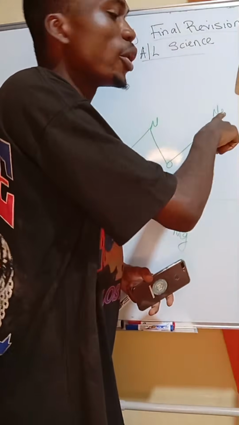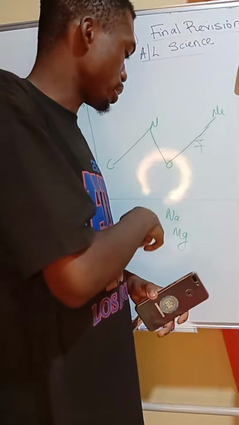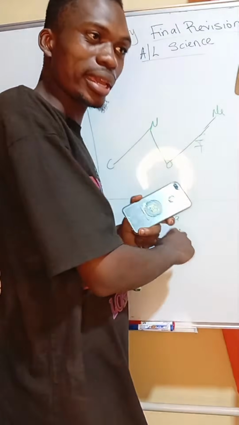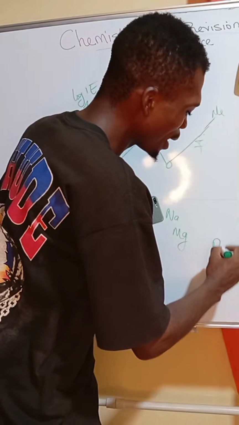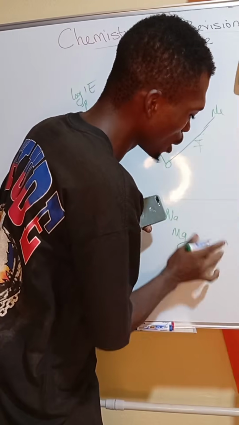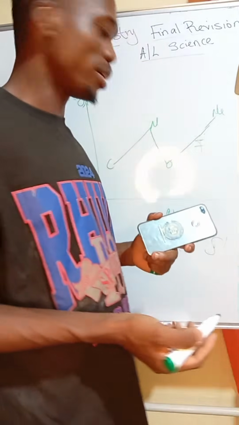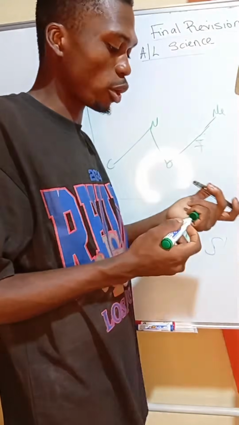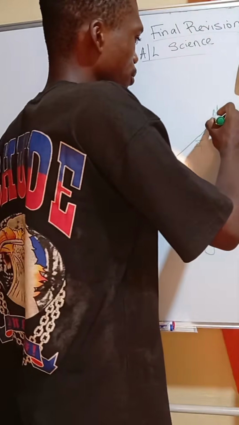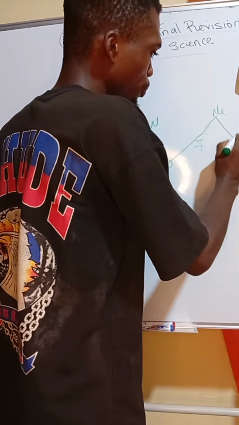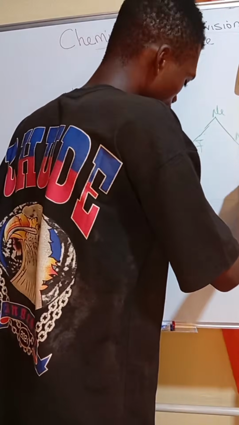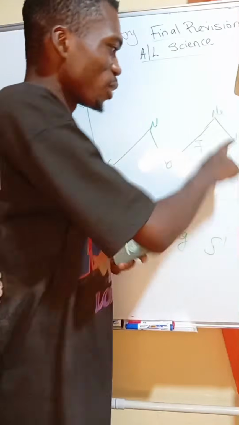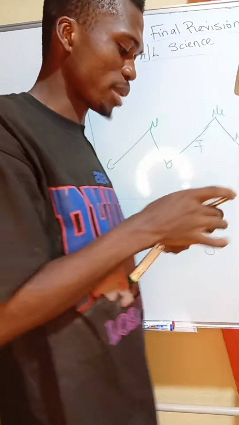Why? Because neon has a fully filled p subshell. Because of that, sodium here ends with the s subshell, 3s1, which is partially filled because it has just one electron. So what does it mean? It falls to sodium and continues falling to magnesium. This is just what you have to do: it falls to sodium and continues falling to magnesium.